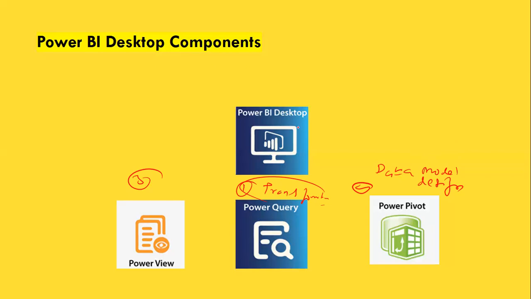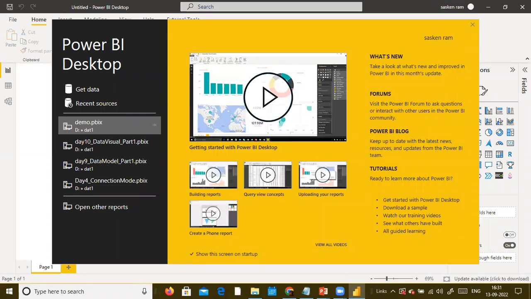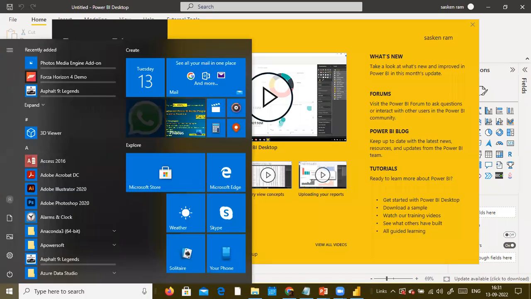Once your data model design has been finalized and implemented here, the next step is you're going to use the Power View, which is nothing but your Power BI report canvas. Look here, I launched the Power BI Desktop. So how do I launch the Power BI Desktop? The installation of the Power BI is pretty simple. Once you download and install the Power BI Desktop, for example, you go to the Microsoft Power BI website, and then you can go ahead and download the Power BI Desktop.